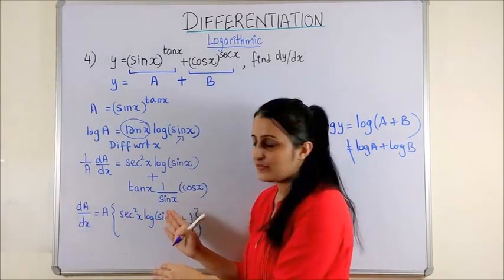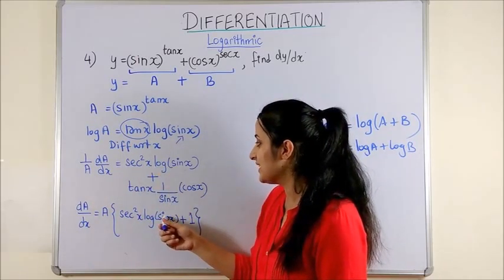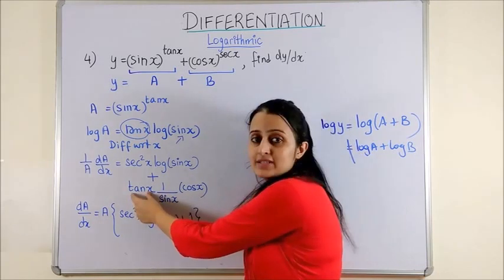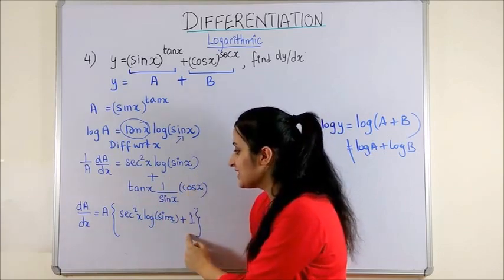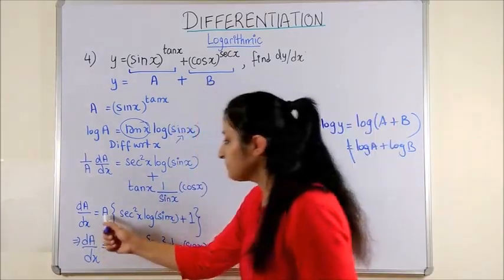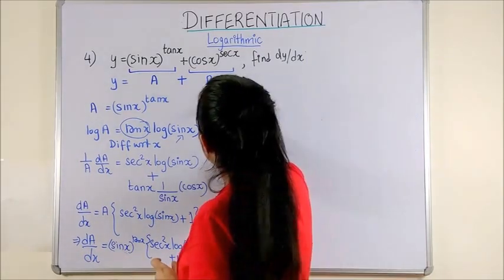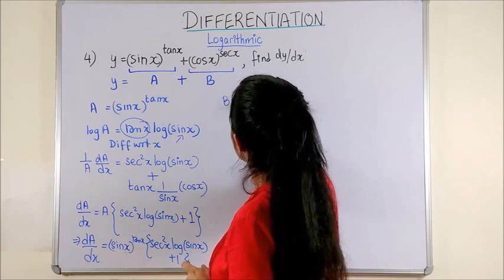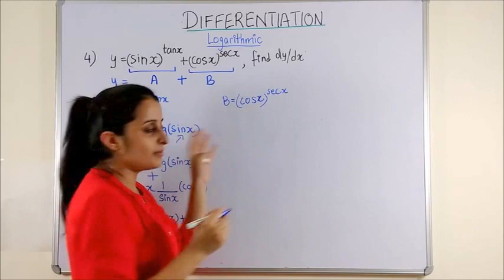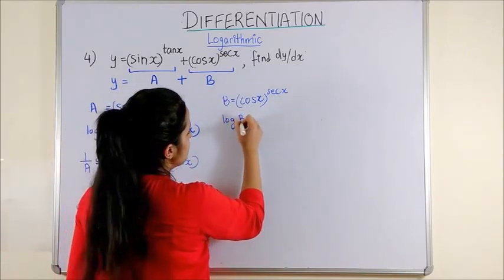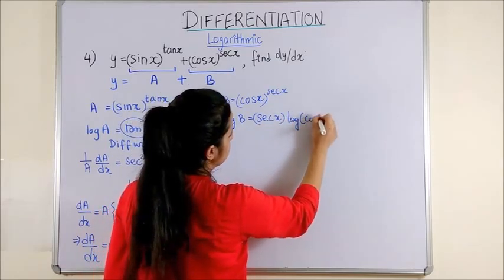On simplifying this further and taking your A to the other side, you get secant square x log sin x, plus if you put tan x as sin x by cos x, you see these terms getting cancelled and leaving you with just 1. So on putting back the value of A, this is our final answer. Now let B be equal to cos x raised to power secant x. Taking log on both sides, you get log B is equal to sec x into log cos x.